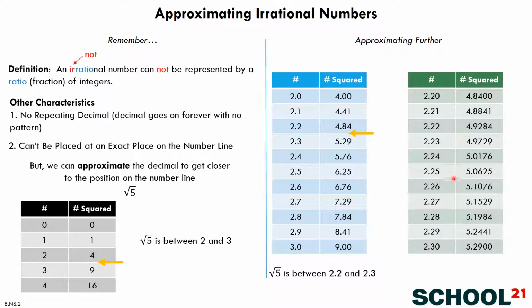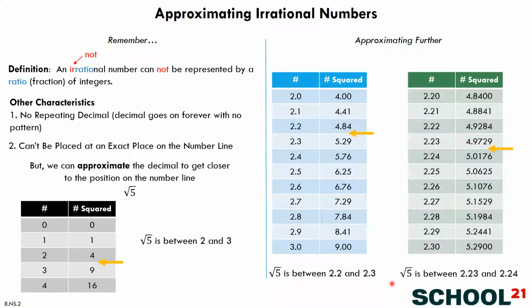And 2.26. So you're saying it should be here, but actually 5.01 is bigger than 5, right? Yeah. So what does it have to be between? Which two numbers here? 2.23 and 2.24. That's right, because 4.97 is a little too small, and 5.017 is a little bit too big, right? So it's got to be right in there. And so what statement can we make down here? The square root of 5 is between 2.23 and 2.24. Exactly right.